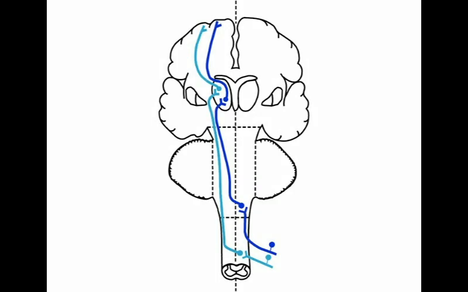The 2 ascending longitudinal systems that we need to be aware of are the sensory systems, divided into 2 components.